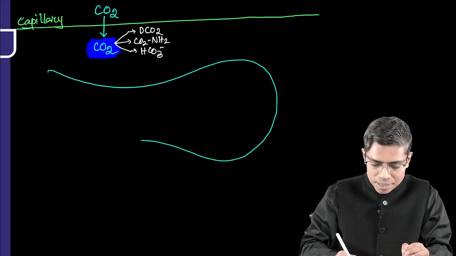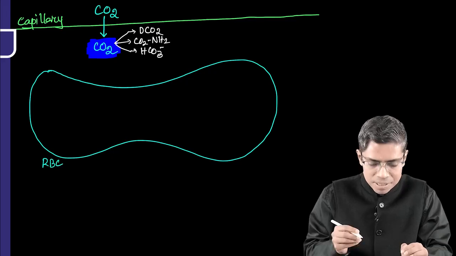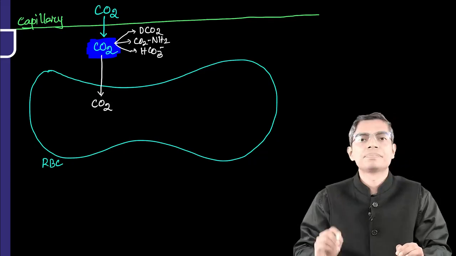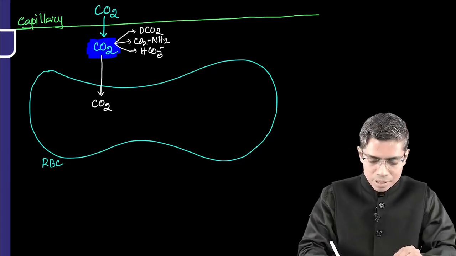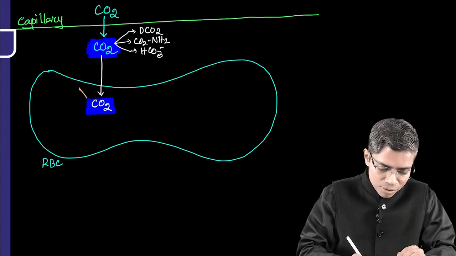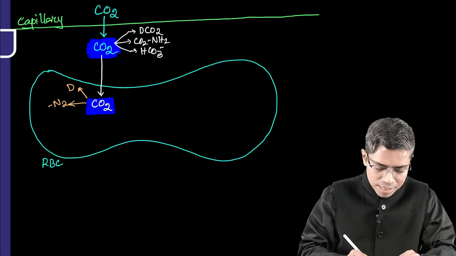So now this is my RBC. Carbon dioxide is going to enter inside this RBC further. Now inside the RBC, whenever the carbon dioxide is entering, again it will form the dissolved form, and again it will form the carbamino compound, that is, it will react with the NH2.